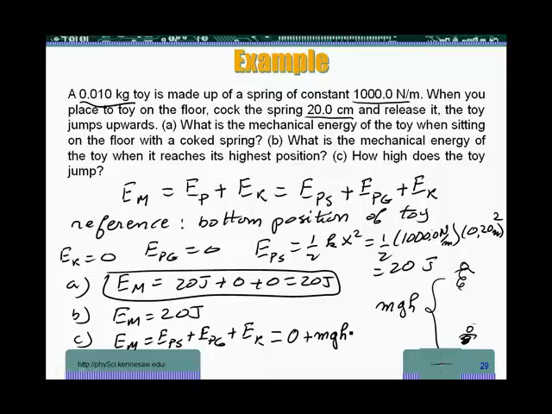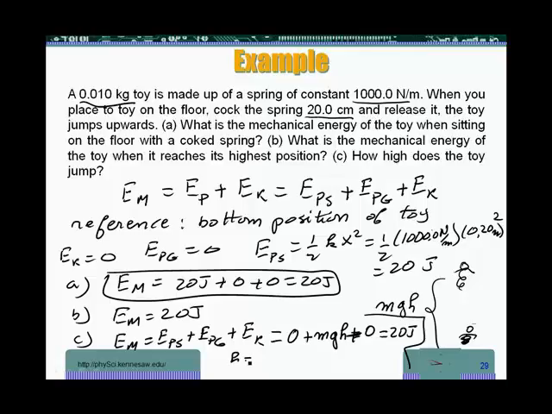We don't know it, since we don't know what h is. My kinetic energy, when we are on top, is going to be 0, because that's the topmost position. That's when the toy is going to momentarily stop. So what that tells me is that mgh, or the gravitational potential energy, is going to be equal to my overall mechanical energy. It's going to be equal to 20 joules. So we can solve for h from there by dividing both sides by mg.